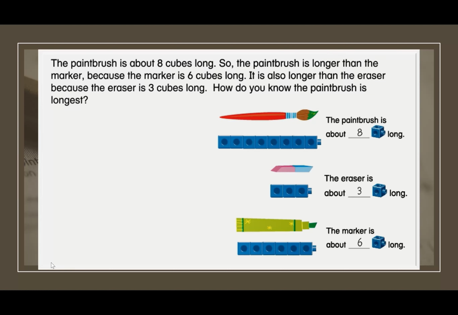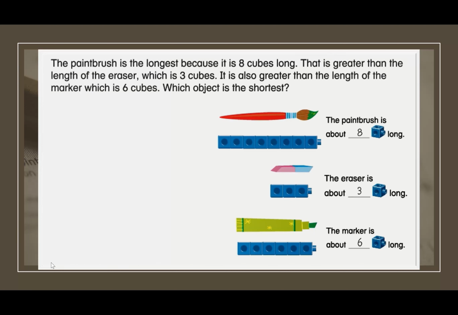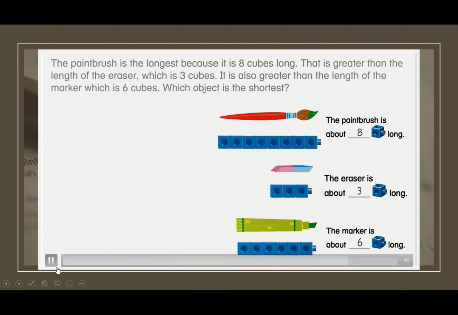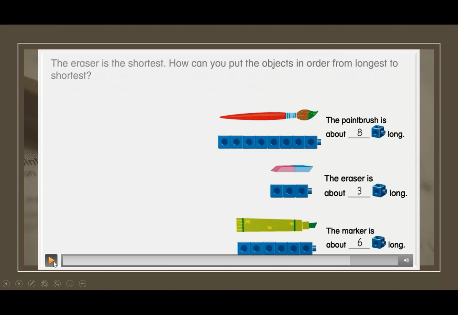How do you know the paintbrush is longest? Because it has 8 cubes, right? The paintbrush is the longest because it is 8 cubes long. That is greater than the length of the eraser, which is 3 cubes. It is also greater than the length of the marker, which is 6 cubes. Which object is the shortest? The eraser is the shortest.